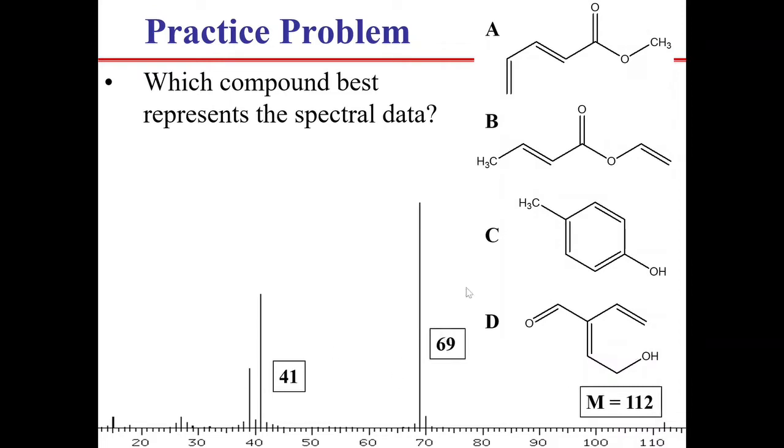So based on the common degradation patterns that you see for esters, where they clip off the carbon-oxygen single bond, and then you lose the carbonyl group, B is the only one that really matches this particular mass spectrum.